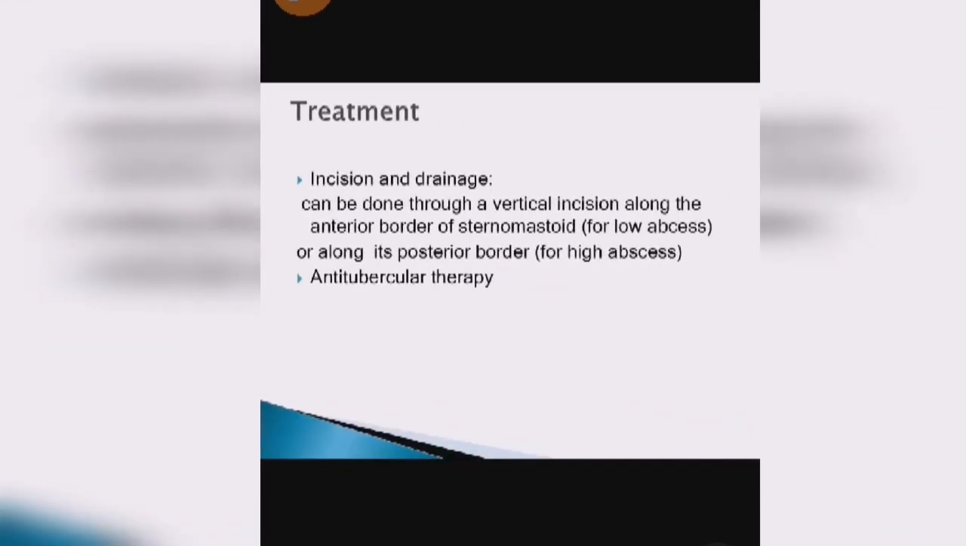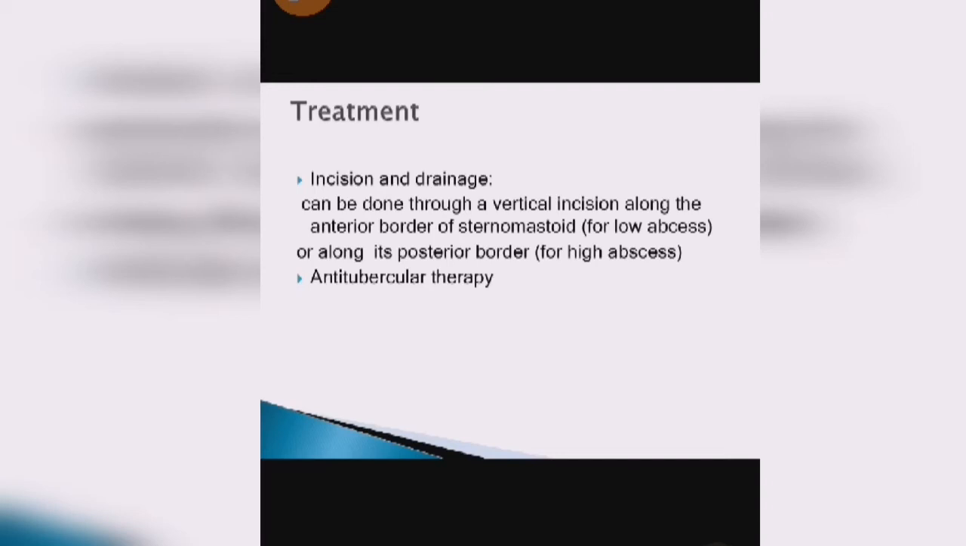Now, what is the treatment? It may be incision and drainage. It can be done through a vertical incision along the anterior border of the sternocleidomastoid for a low abscess, or along its posterior border for a high abscess.